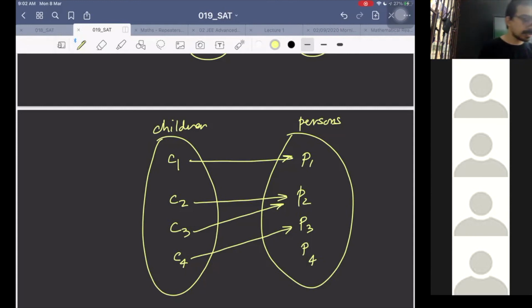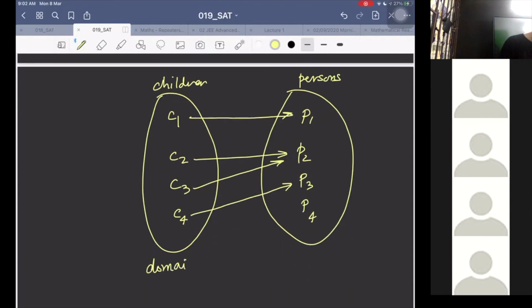And the first set is what we call a domain, and the second set is what we call a codomain. Have you heard of these terms, domain and codomain? Just one more minute and then we'll wind up. If it's a no, no problem, just note it down. The first set is called the domain. The second set is called the codomain.